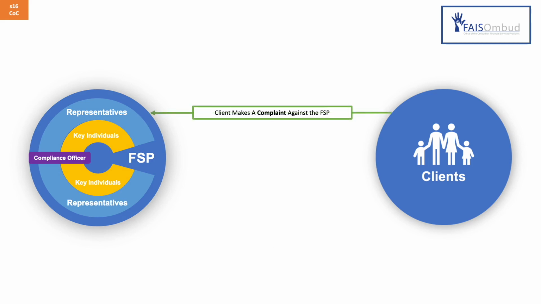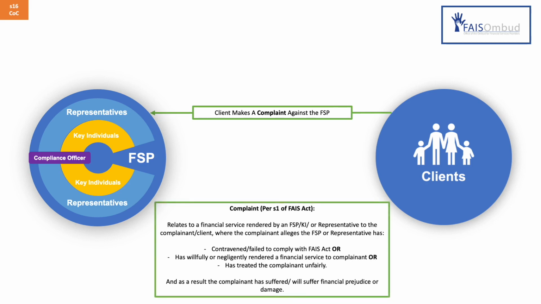Client makes a complaint against an FSP. A complaint, as defined by Section 1 of the FAIS Act, relates to a financial service rendered by an FSP, key individual, or representative to the client, where the complainant alleges the FSP, key individual, or representative has contravened or failed to comply with the FAIS Act, or has willfully or negligently rendered a financial service to a complainant, or has treated the complainant unfairly.